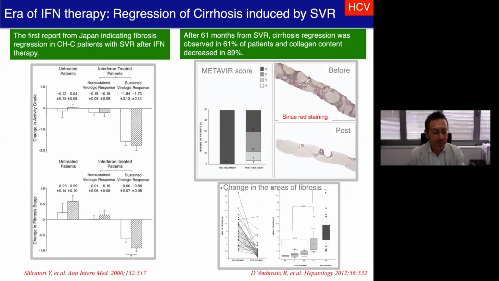Next, how is the regression of liver fibrosis in HCV infected patients? As shown in the left panel, already in 2000, a study conducted by a Japanese group demonstrated that regression of liver fibrosis took place in patients achieving SVR in interferon-treated CHC patients. Ambrosino reported in 2012 that after 5 years from SVR by interferon, cirrhosis regression was observed in 61% of the patients and collagen content decreased in 89%.